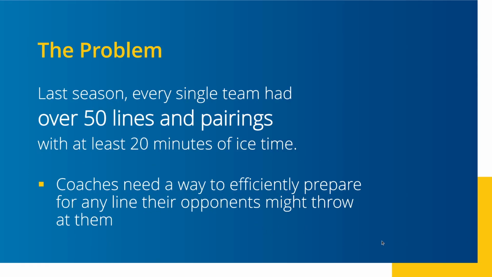But this is not an easy task because last season every single team had over 50 different lines and pairings that had at least 20 minutes of ice time. That is a lot of different lines and pairings. Teams are changing and shuffling their lines all the time. And so being ready to perfectly counter everything your opponent can throw at every single shift is a very difficult task.